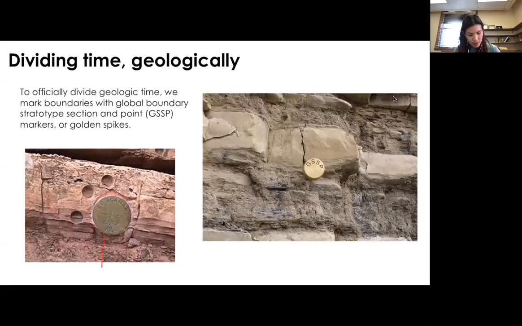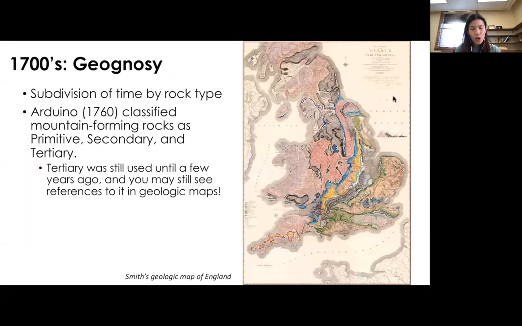These actually look like golden spikes. You can see the spike that represents the boundary of the Ediacaran. And these are just put into rocks that were formed at the boundary between different geologic times. But how did we decide to do this? And how did we decide that these rocks were the boundaries between time? Well, that leads us through a history that started in the 1700s.